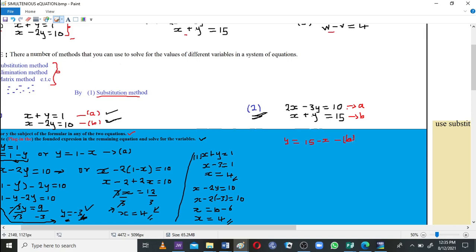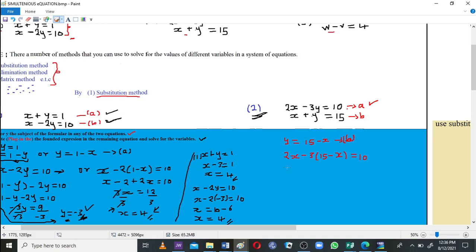Now what do you need to do? Substitute this equation into the remaining equation, which is equation A. So where there is y, we are going to substitute 15 minus x. We have 2x, the first term, minus 3 times, where there is y, we substitute 15 minus x, and this is equal to 10, right?